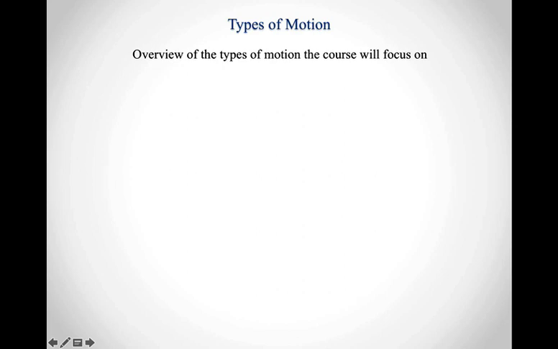So the last thing that we want to do right up front is sort of give ourselves an overview of some of the types of motion that we'll be talking about as we go through the mechanics section of the course. One way that we can frame motion very basic is just whether it is uniform motion or non-uniform motion. And as we get into talking about the causes of motion, we'll see why this distinction really matters, right?